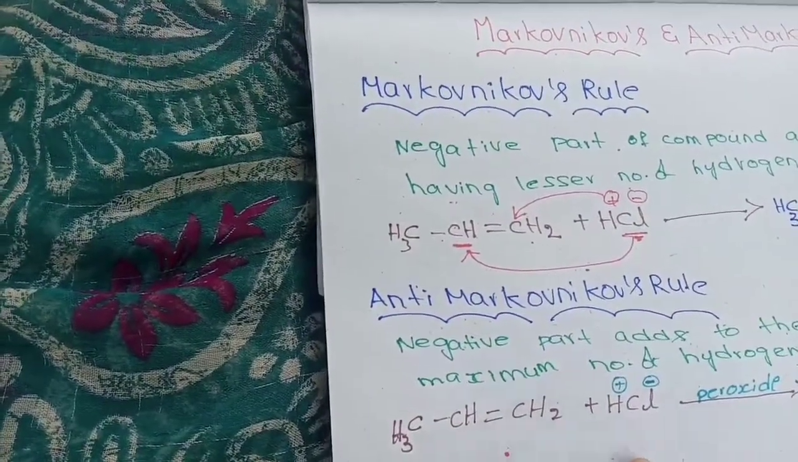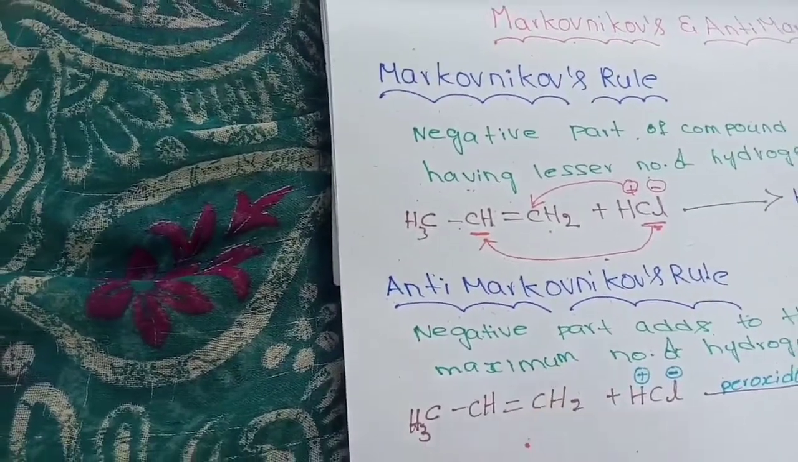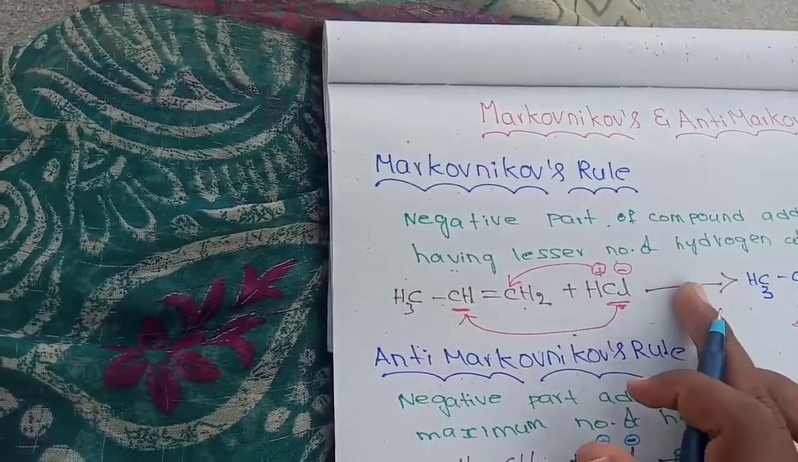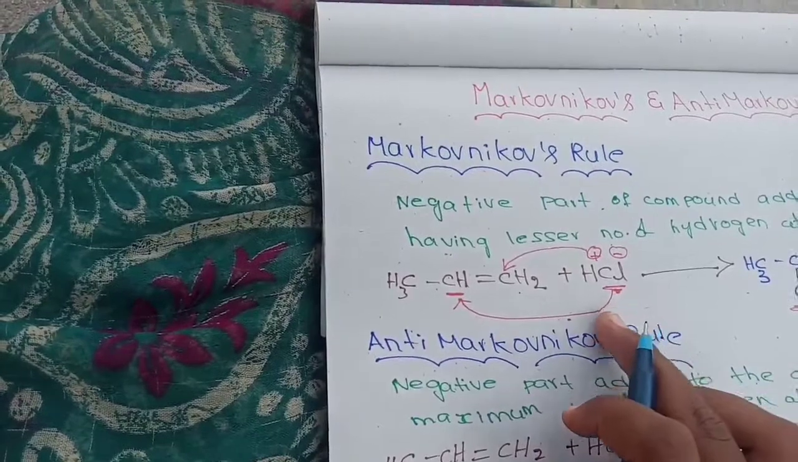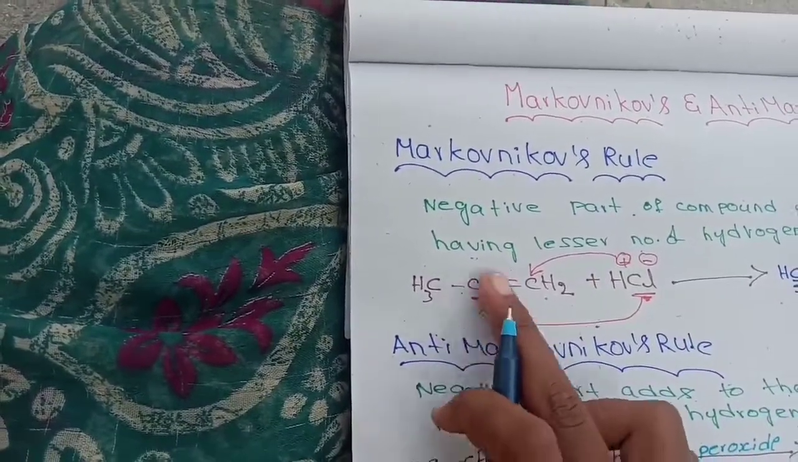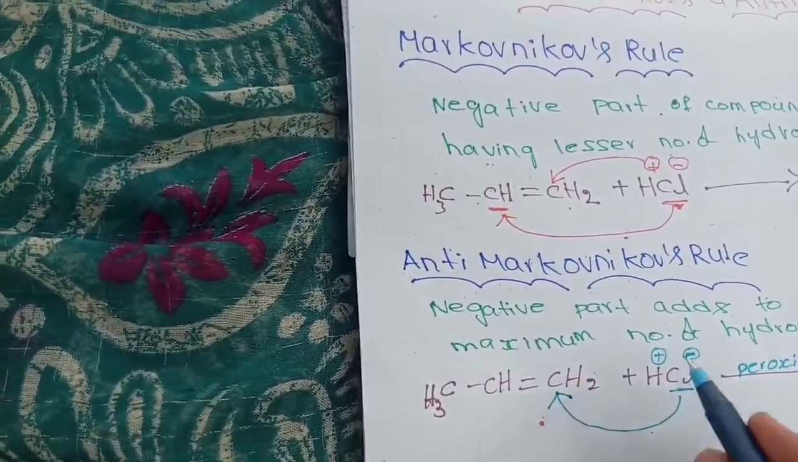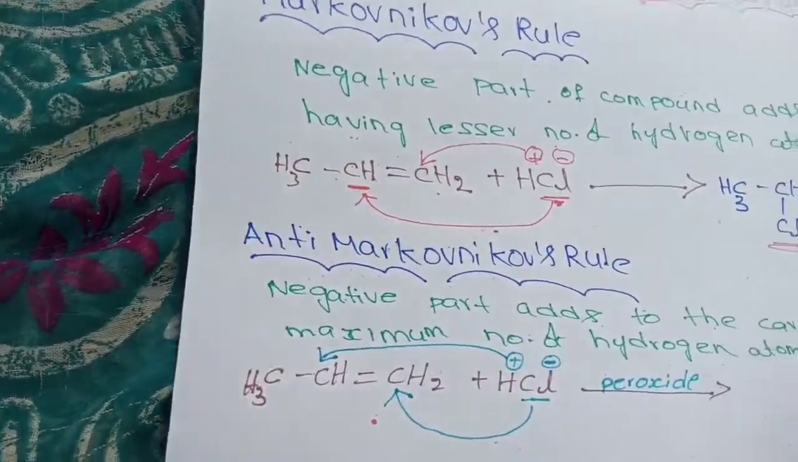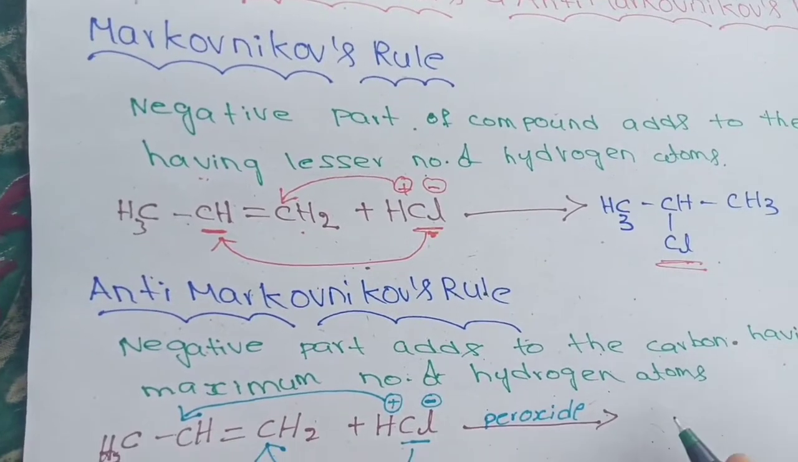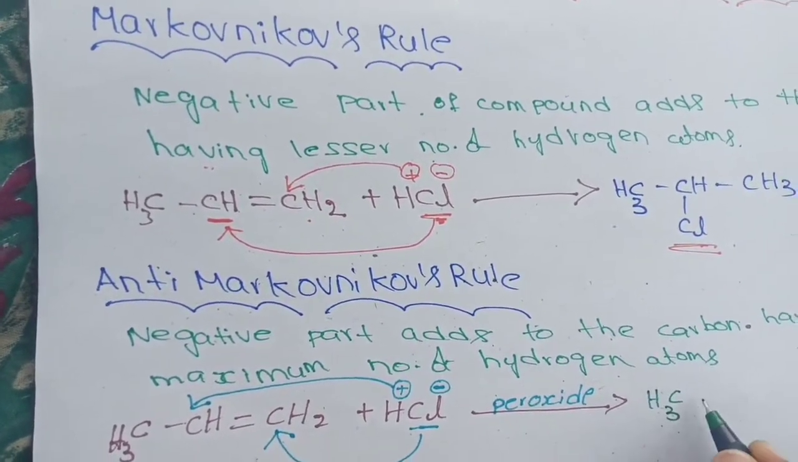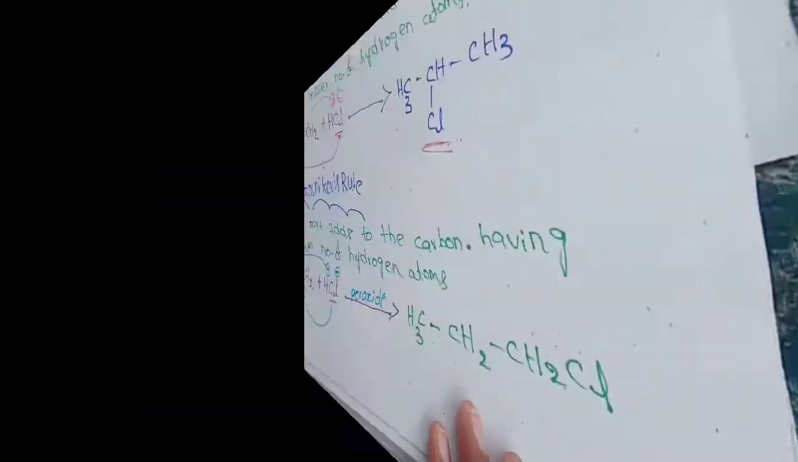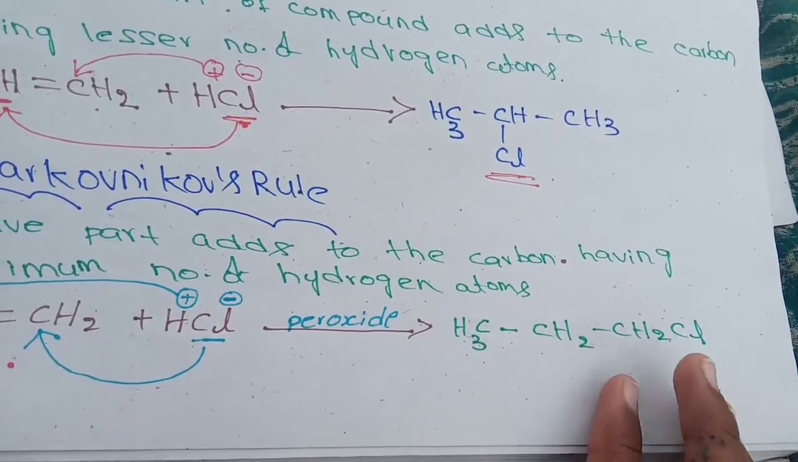Here the negative part adds to the carbon atom which has the maximum number of hydrogens. In Markovnikov's rule we add the negative part to the carbon which has the least number of hydrogens, but here it adds to the carbon which has the maximum number of hydrogens, and the positive part adds to the other carbon. Then we get a product, CH3-CH2-CH2-Cl.